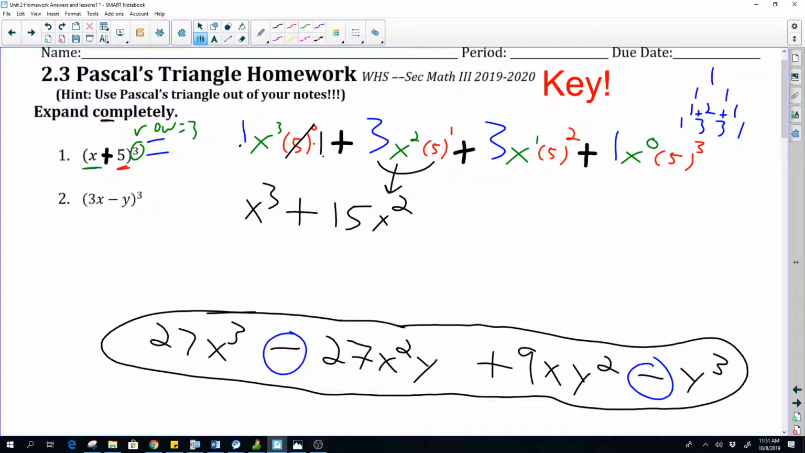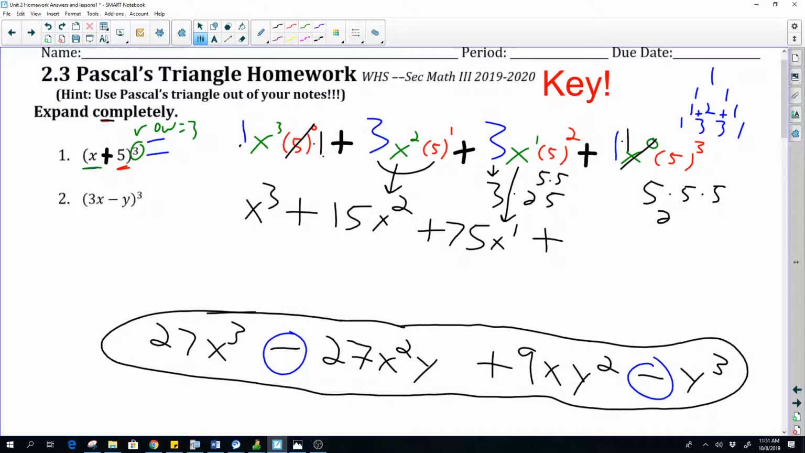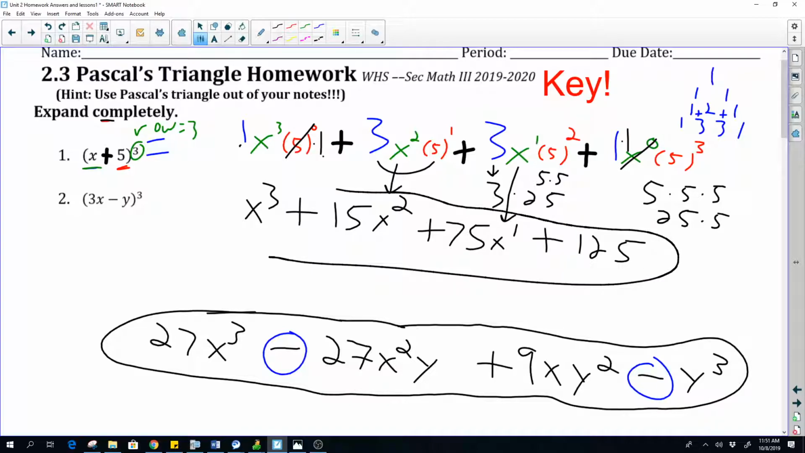Okay, then we're going to do 3x times 5 squared. And so 5 squared is 5 times 5, which is 25. And then bring down the 3, so 25 times 3 is 75. So 75, and then don't forget your x. Bring down your x to the first power. Then we'll do a plus, and x to the 0 power is just a 1. Anything to the 0 power is just a 1. So then all we have for the last term is 5 times 5 times 5, which is 25 times 5, which is 125. So there's our first answer there for number 1. Nailed it. Okay.